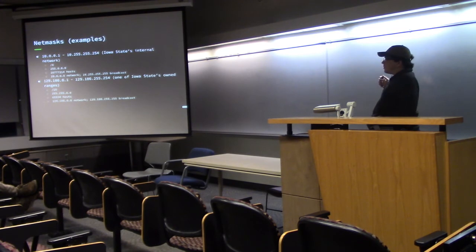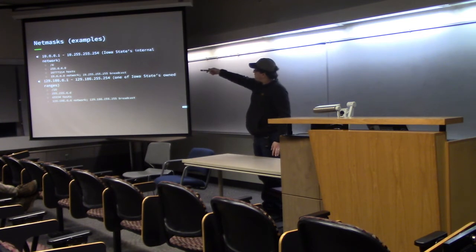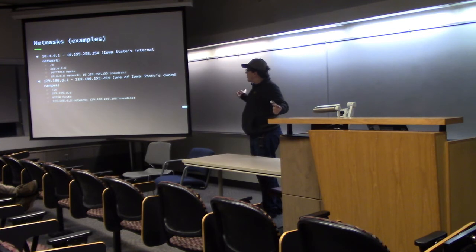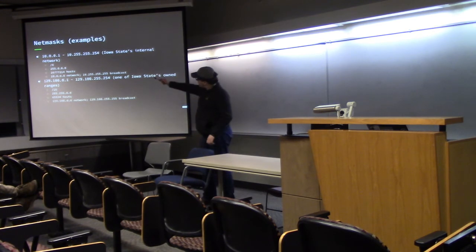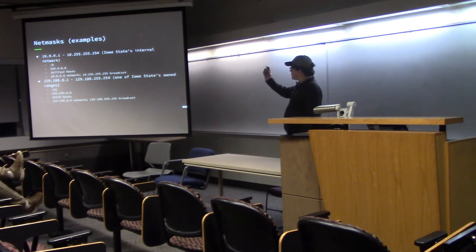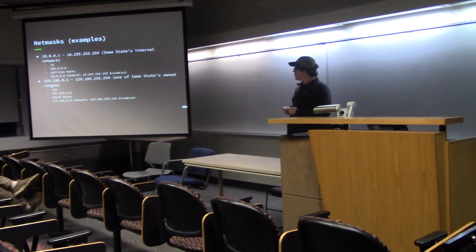Some actual examples, better than me just rambling and gesturing with a marker. Iowa State's internal 10.0.0.1 through 10.255.255.254 is a /8, because everybody's internal network IP address is going to start with 10 dot something, and then the next 3 are seemingly arbitrary based off of what netreg gives you. There's 16.7 million hosts possible with those 3 octets changing, and 10.0.0.0 is the network address, and 10.255.255.255 is the broadcast address.